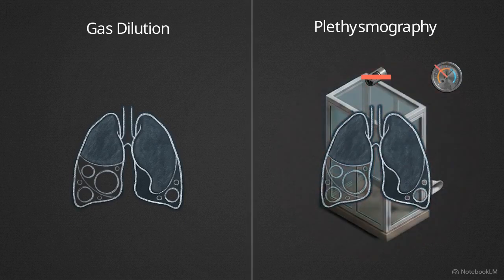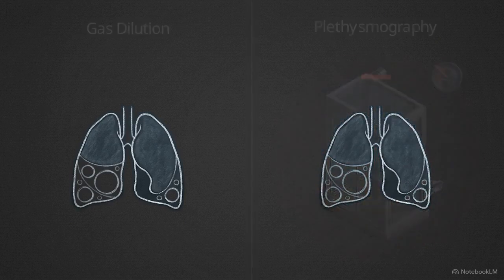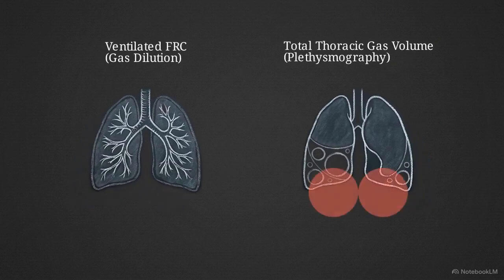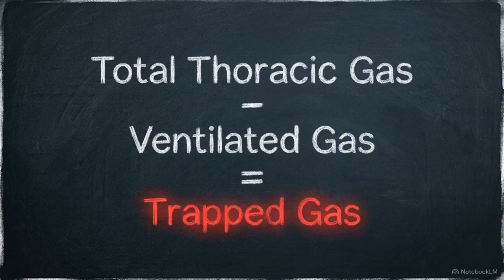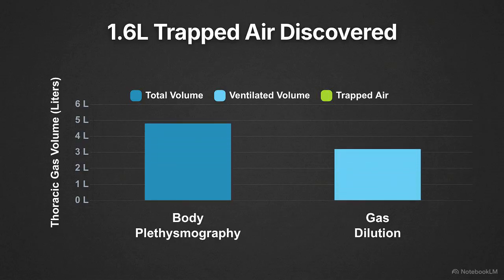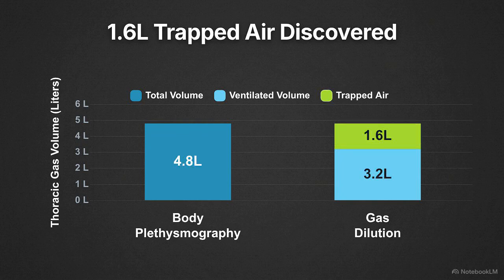As the thorax expands against the occluded mouthpiece, the trapped air expands, registering on the pressure sensors. The helium test only measured the ventilated FRC, while the plethysmograph measured the total thoracic gas volume. This gives us our definitive clinical equation: total thoracic gas measured by plethysmography minus the ventilated gas measured by gas dilution equals the precise volume of trapped gas. In our COPD patient, that 1.6-liter gap mathematically proves the existence of 1.6 liters of non-communicating trapped air.